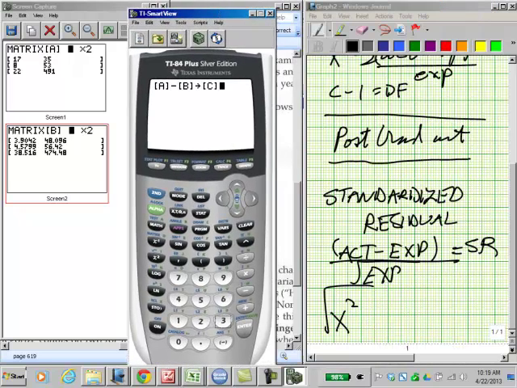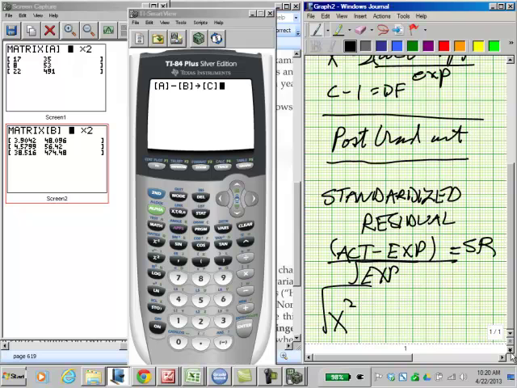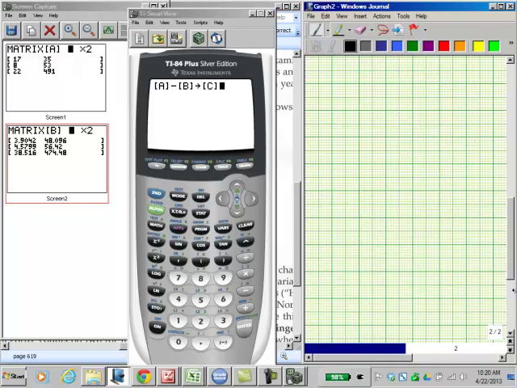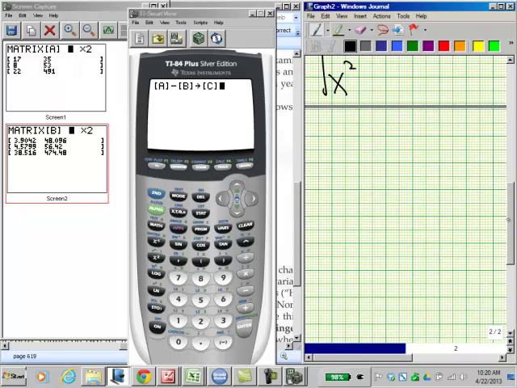Now let me write that down here. This is the calculator procedure we're doing here. Okay? So, A, call it matrix A, minus matrix B, and we'll store it in matrix C. Okay? Alright. Now, here's what we're going to do.